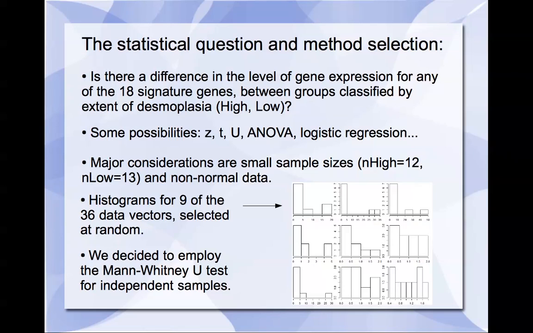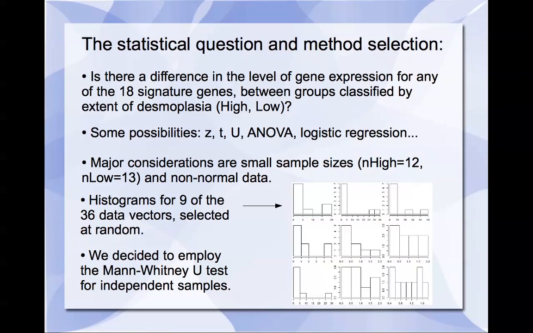If you want to answer this question, there's a lot of possibilities, a lot of tools in our toolkit. But the major considerations are that we have small sample sizes and non-normal data. What I've shown here are histograms for 9 of the data vectors. I selected them completely randomly using R from the data frame. On visually inspecting these, it doesn't seem as though the data are normal. Perhaps there's just not enough data, but in any case, we want to take an agnostic approach and say, I'm not going to assume that these are normal.